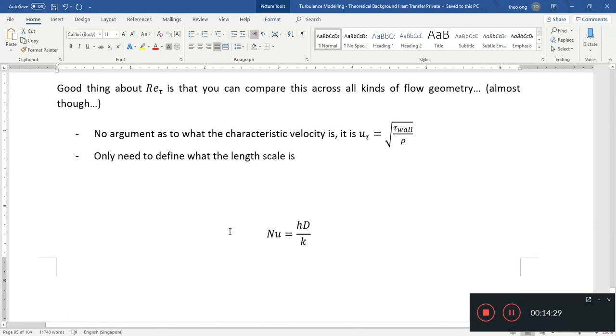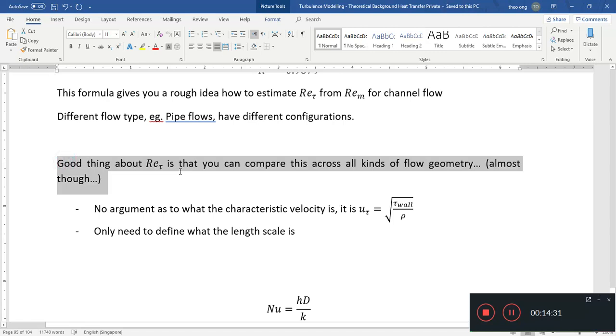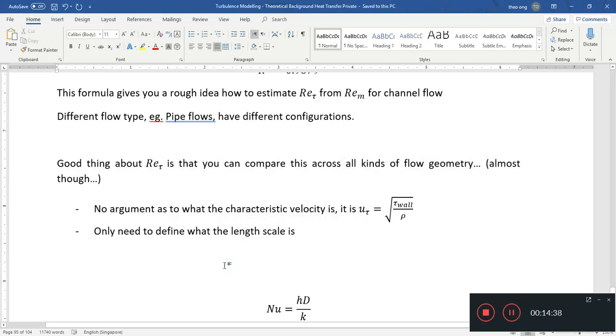Again, the good thing about friction Reynolds number is that you can compare this across all kinds of flow geometry, as long as you have a common length scale. In my opinion, maybe the boundary layer length scale would be very common among all of them, but it depends. For pipe flows, your whole flow is bounded, so you separate between the near-wall region and the free shear region, so to speak.